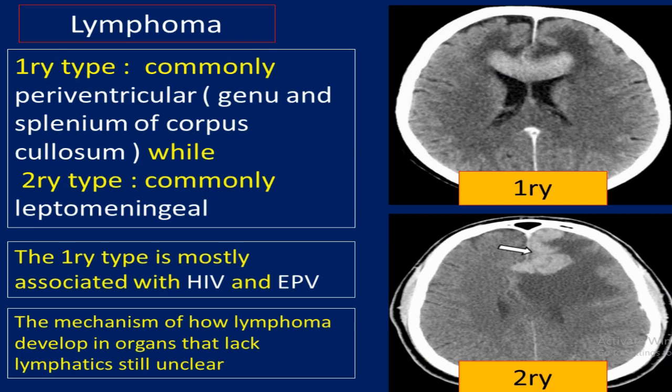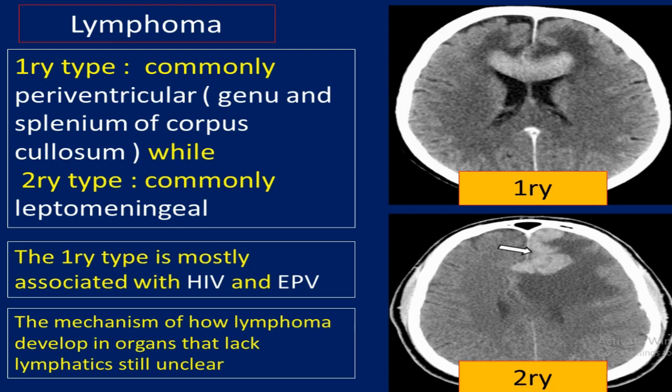Number two, lymphoma, and it is of two types, primary type and secondary type. The primary type commonly is periventricular, especially along the genu and the splenium of the corpus callosum, while the second type is commonly leptomeningeal in distribution. The primary type is mostly associated with HIV and Epstein-Barr virus, while the secondary type is a spread.